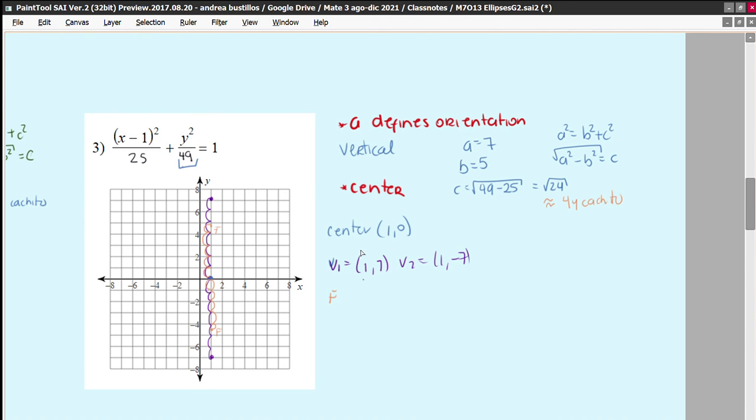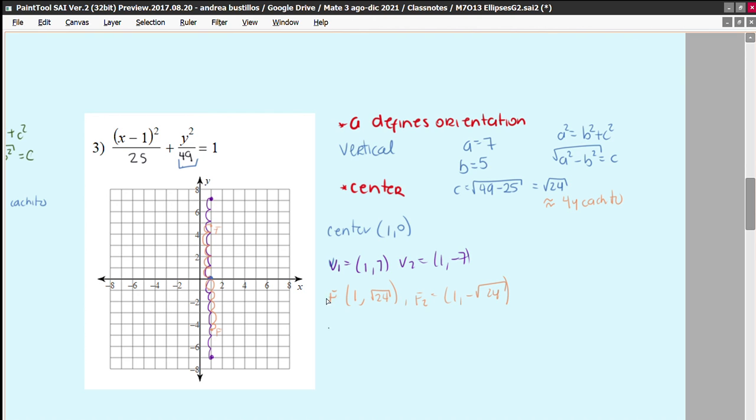Thus, the coordinates for the foci are, starting from the center, I move vertically, so to the y coordinate, I'm going to add the value of c. 0 plus square root of 24, and this is obviously just the square root of 24. So the focus is 1 comma square root of 24. And the other focus is going to be 1 comma minus square root of 24.